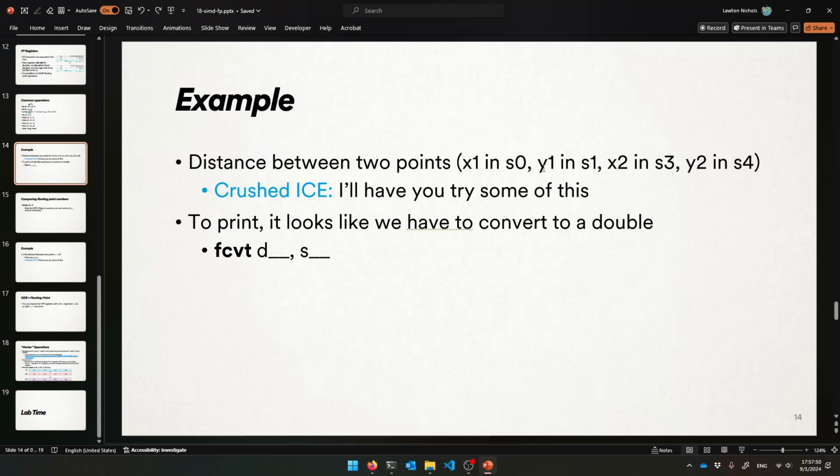And I want to give you an example. All right. Well, let's make a program that calculates the distance between 2 points. All right. Let's say that we've got coordinates. They're 2D coordinates.